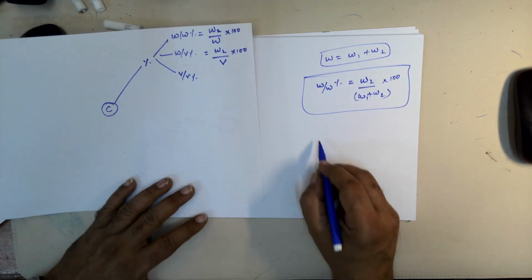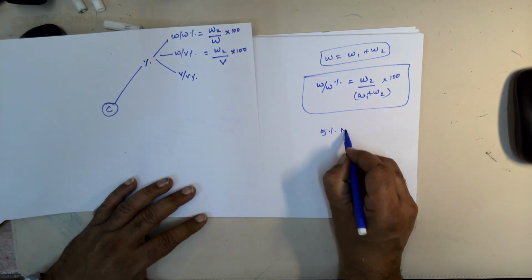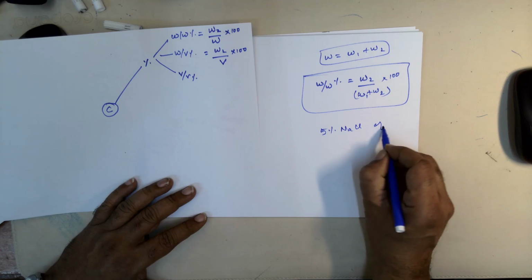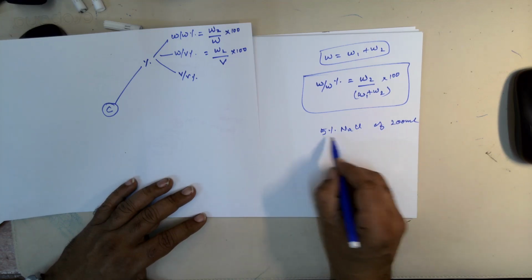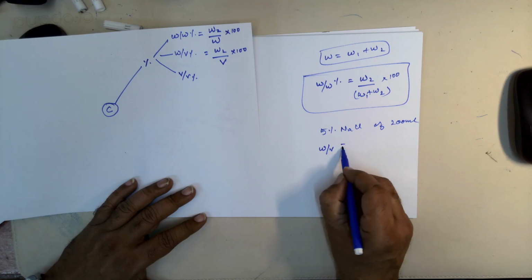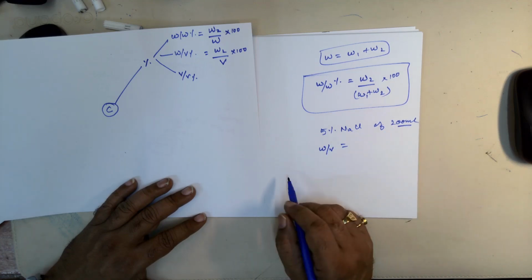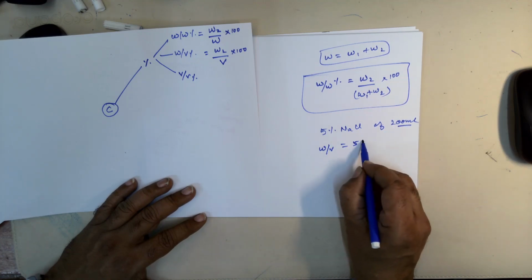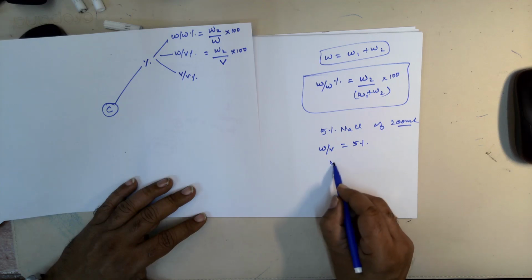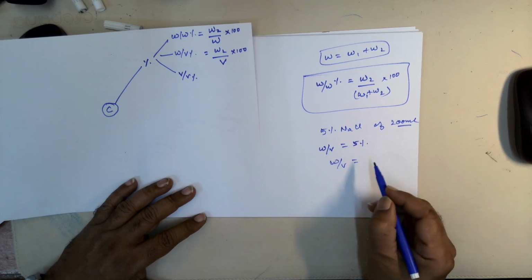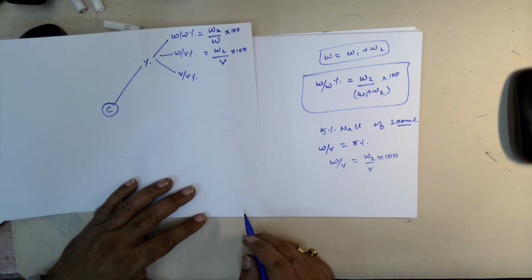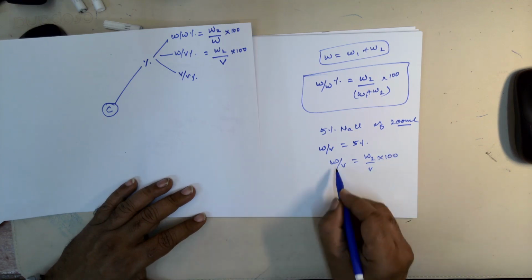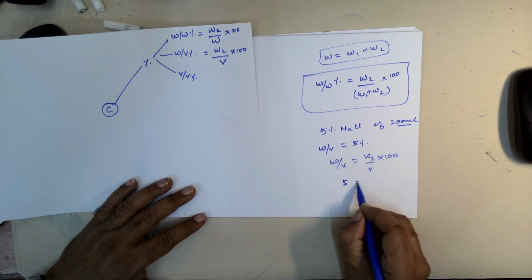Do you understand this? For example, to prepare 5% NaCl solution of 200 ml, what you are supposed to do? So this is given as weight by volume percentage because this is volume. So you can put this is 5%. And weight by volume percent formula is W2 by V into 100. Got it? So W by V is 5%.